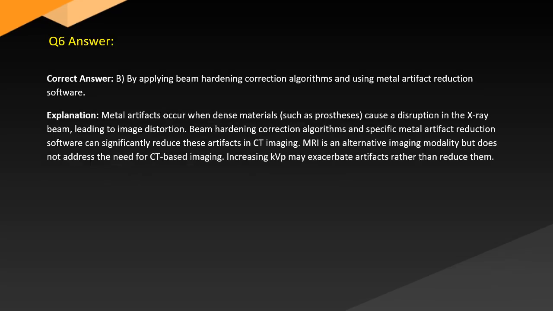Answer. Correct answer: B. By applying beam hardening correction algorithms and using metal artifact reduction software. Explanation. Metal artifacts occur because dense materials, such as prostheses, cause a disruption in the X-ray beam, leading to image distortion. Beam hardening correction algorithms and specific metal artifact reduction software can significantly reduce these artifacts in CT imaging. MRI is an alternative imaging modality but does not address the need for CT-based imaging. Increasing kVp may exacerbate artifacts rather than reduce them.